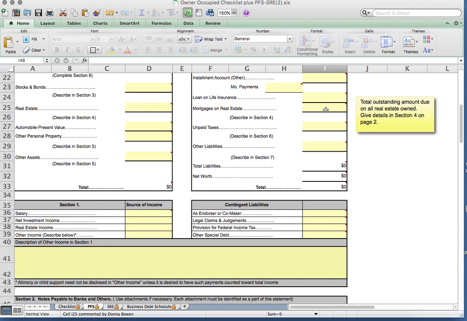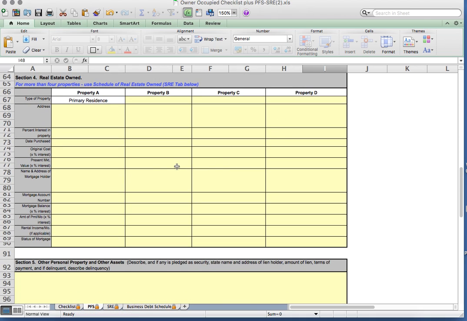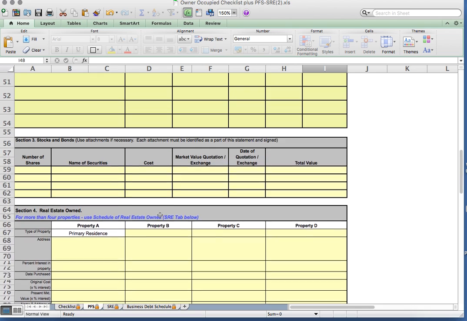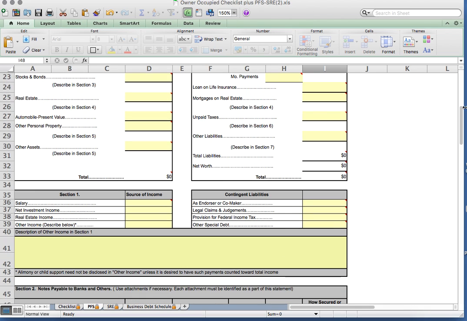Finally, mortgages on real estate. So again, on section 4, as we've already discussed, these mortgage amounts down here are going to total up to get to this particular section. So make sure that you follow through on that section 4.